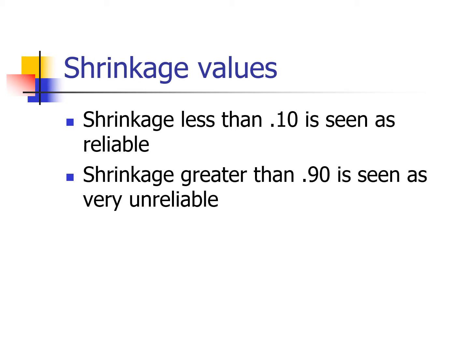One set of rules of thumb, I'm sure others exist out there, is that a shrinkage less than 0.10 is seen as reliable. A shrinkage greater than 0.90 is seen as very unreliable. And there's an awful lot of real estate between those two numbers, right?